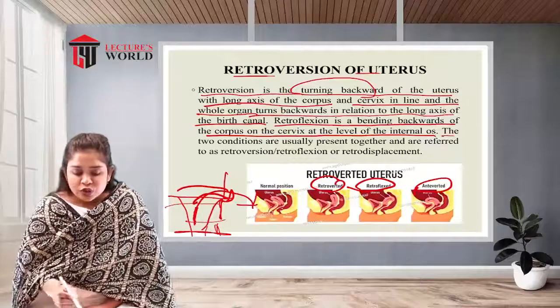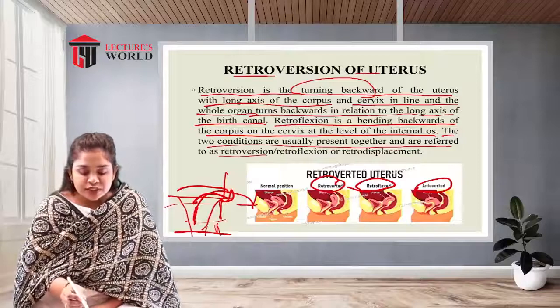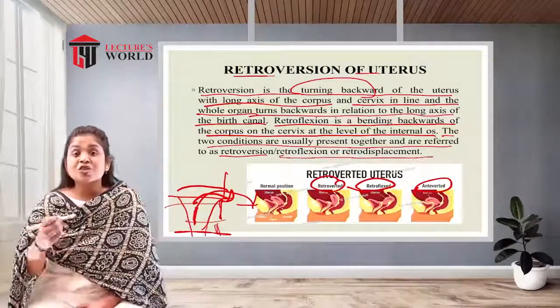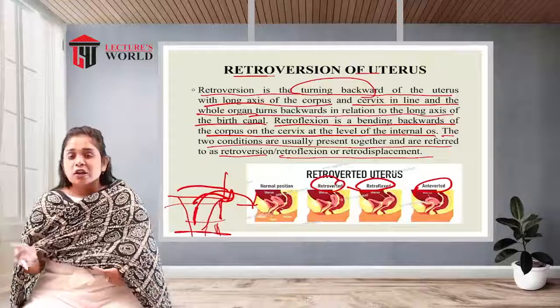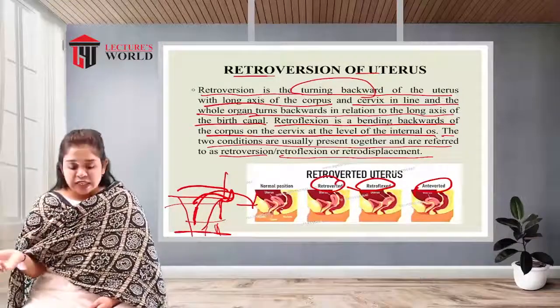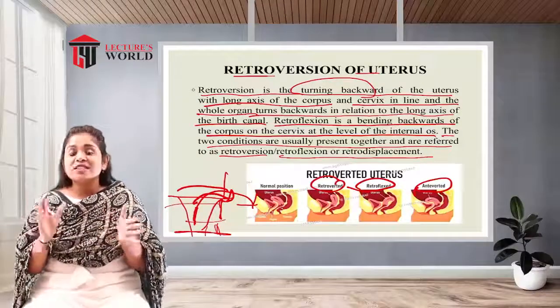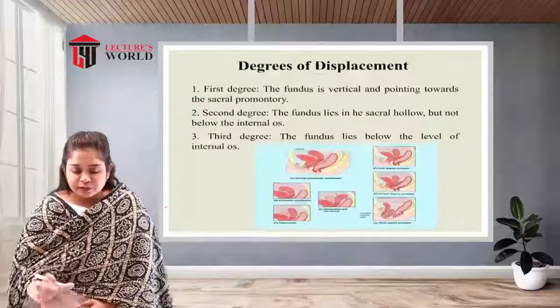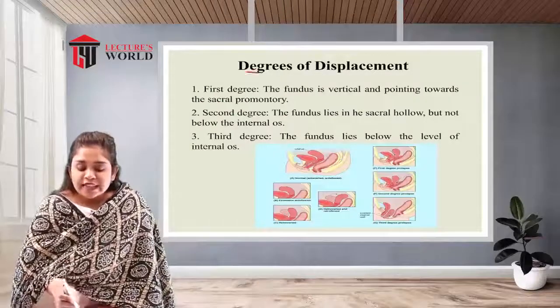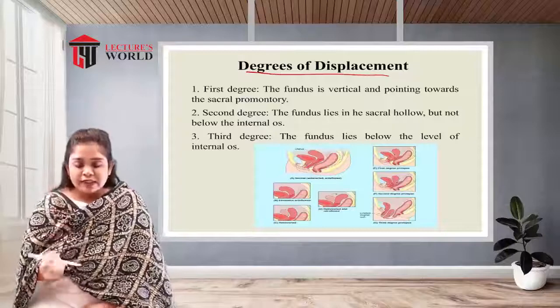Then the two conditions that are usually present together are referred to as retroversion and retroflexion, or retrodisplacement. Here simultaneously we can say it is also associated with the other condition. That is retroversion and retroflexion, otherwise you can say retrodisplacement. Here the degree of displacement has been given: first degree, second degree and third degree.